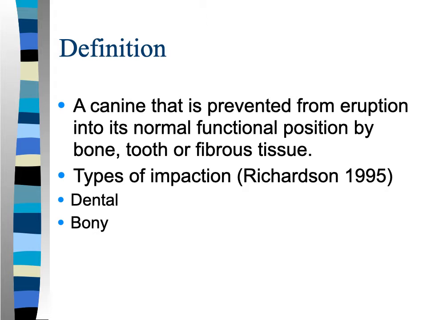So an impacted canine is a canine that is prevented from eruption into its normal functional position by bone, tooth, or fibrous tissue. There are two types of impaction according to Richardson: dental and bony.